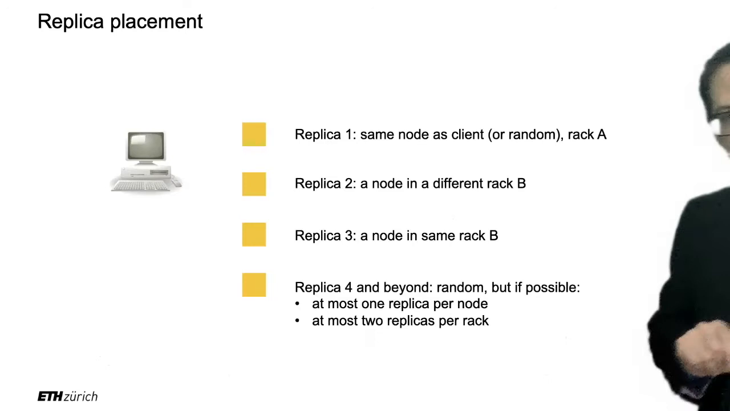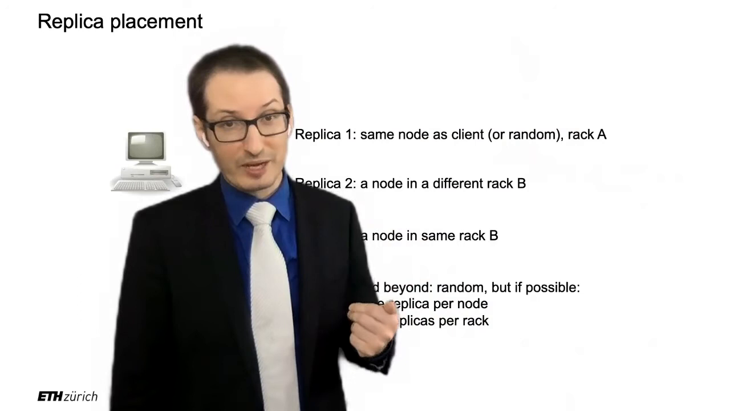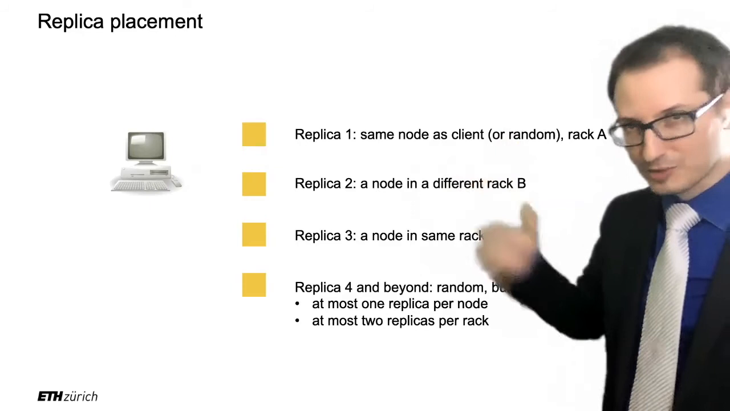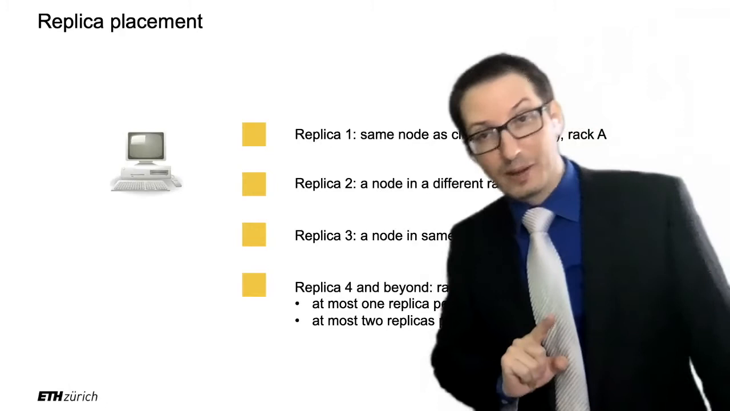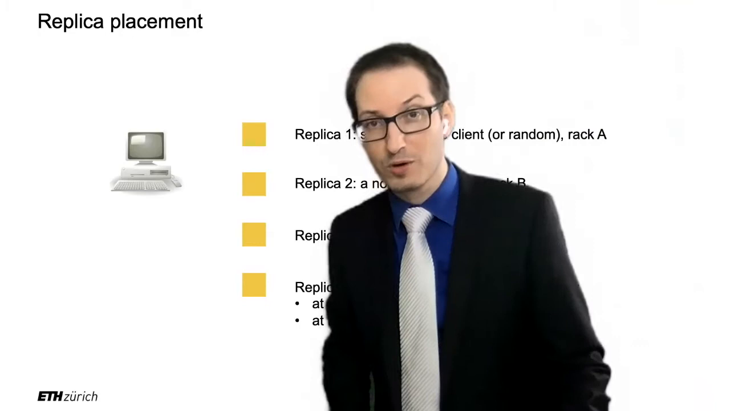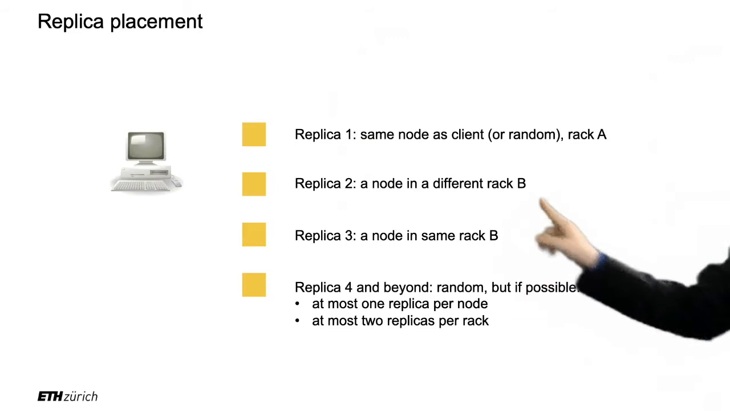Okay, so how do we place the replicas? So let me tell you the default thing that's going to happen when you place replicas. The first replica is placed on the same node as the client, if the client is a data node, or random otherwise, just pick any node, in some rack that we call A. The second replica is placed on a node in another rack, okay, someplace else. So this is just in case one of the racks fails, the entire tower crashes, then we have the replica in a different rack, another replica.